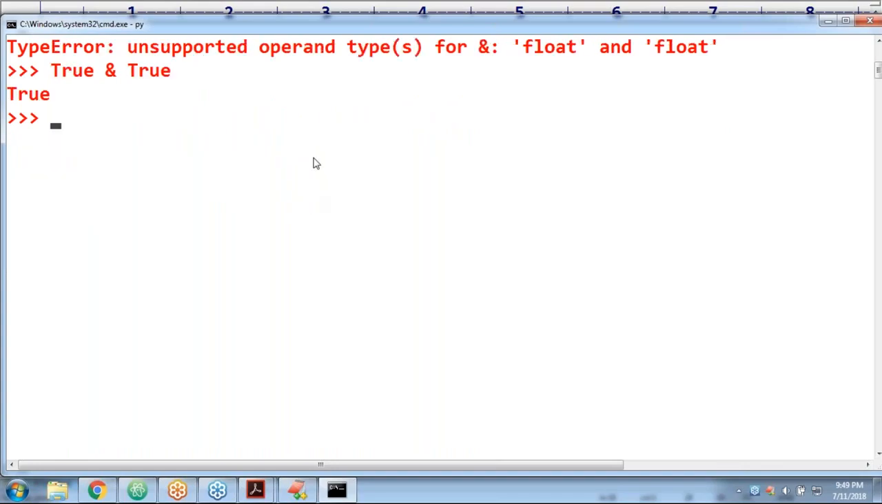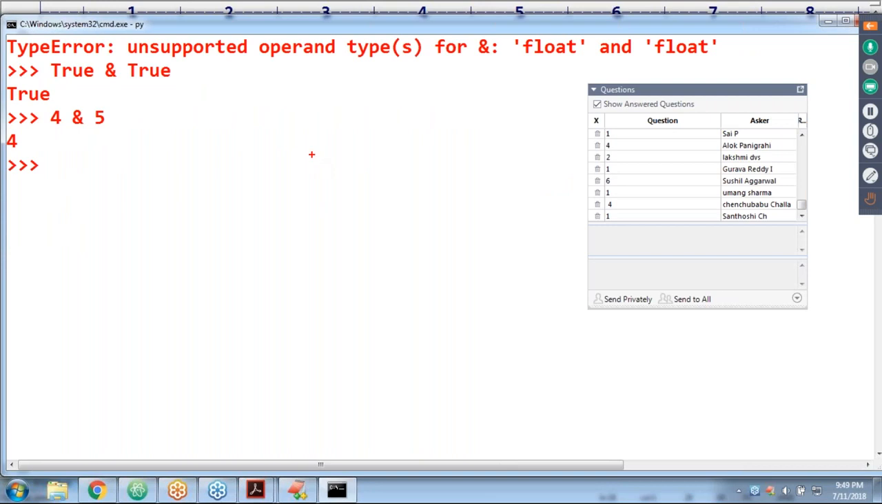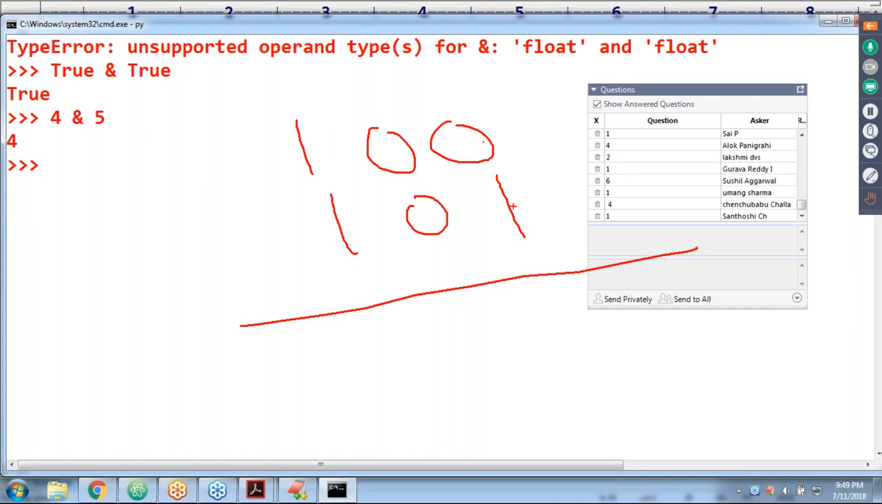Now, can you please cross check, sir? 4 AND 5. Yes, 4 is the answer. You know, right? AND operator. 4 means 1 0 0, 5 means 1 0 1. 0 and 1 gives 0. 0 and 0 gives 0. 1 and 1 gives 1. 1 0 0 means 4 itself is the answer.